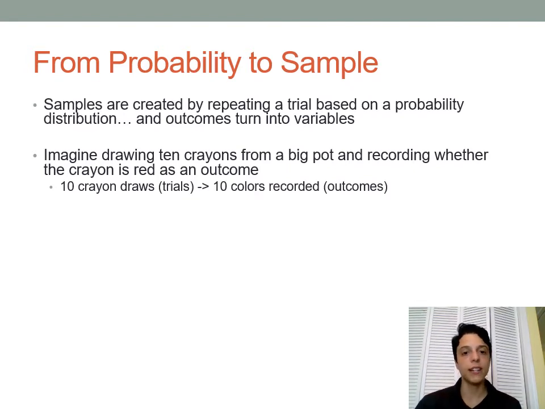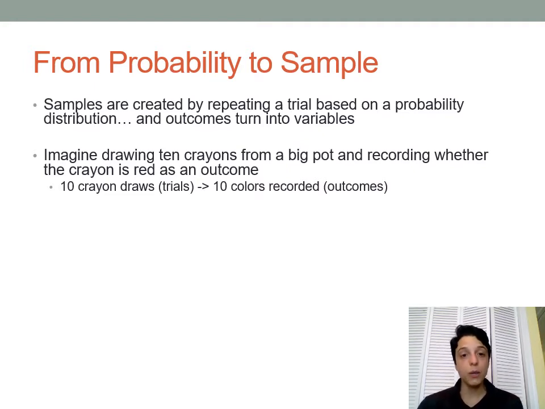If you're to draw 10 crayons, you could think of that as having 10 different trials, where each of those times your crayon's either going to be red or not red. Right, so you have a really big pot, you're going to draw a crayon 10 different times, and from those 10 draws, you're going to record the color of the crayon each time. And specifically, you're going to record whether it's red or just something other than red.